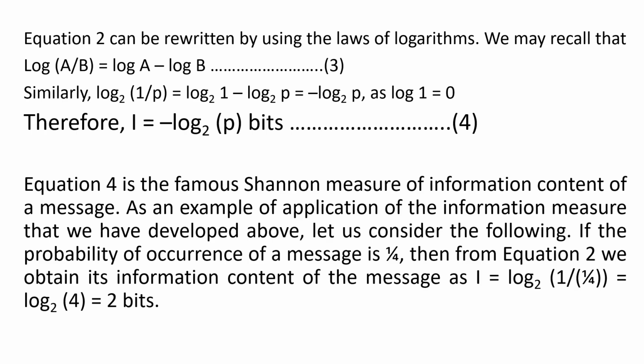As an example of application of the information measure that we have developed above, let us consider the following. If the probability of occurrence of a message is 1 by 4, then from equation 2 we obtain the information content of the message as I equals log base 2 of 1 by 1 by 4, which equals log base 2 of 4, which equals 2 bits.